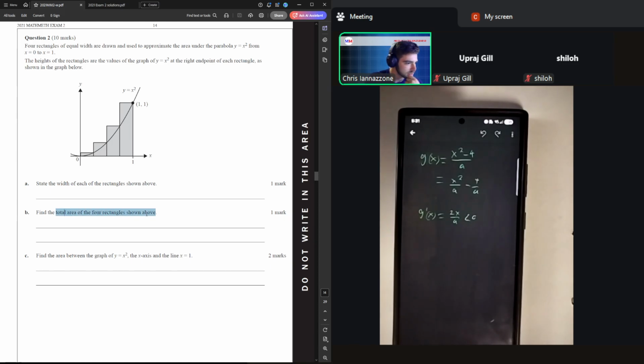Alright, that's A. Part B, find the total area of the 4 rectangles above. Reminder, this is tech active, although I guess it shouldn't be. It wouldn't be the end of the world to do this by hand, but it being a 1 marker, you probably wouldn't want to spend too much time on it, trying to do them by hand.